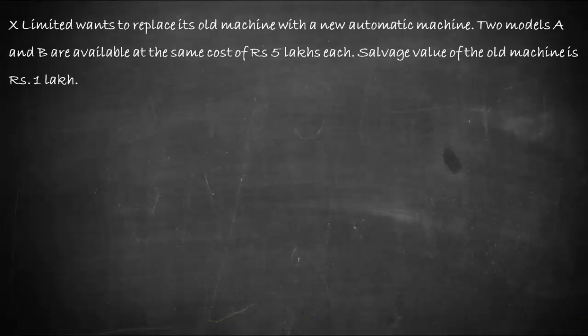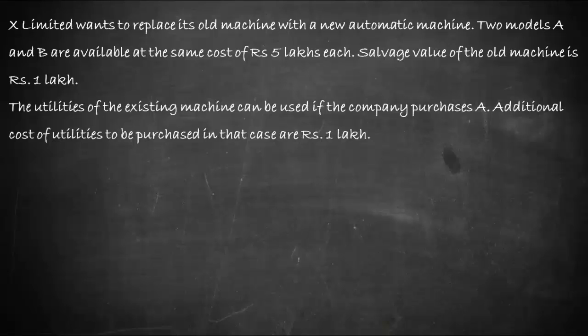X Limited wants to replace its old machine with a new automatic machine. The models A and B are available at the same cost of rupees 5 lakh each. Salvage value of the old machine is rupees 1 lakh. The utilities of the existing machine can be used if the company purchases A. Additional cost of utilities to be purchased in that case are rupees 1 lakh.